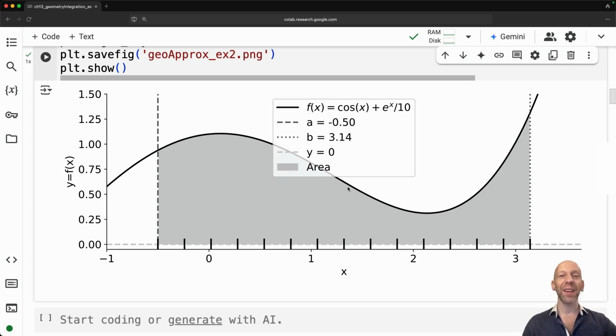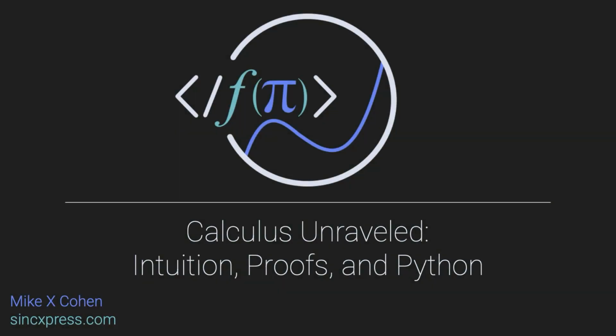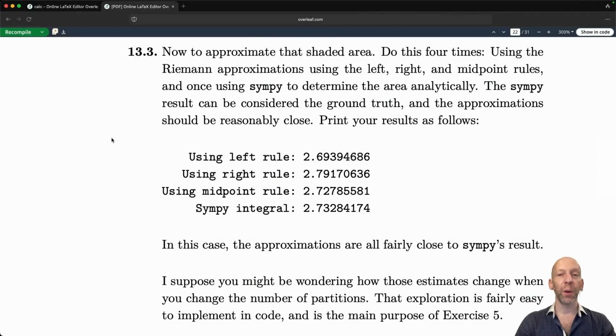That's coming up in the next exercise. Here in exercise 3, we are now going to approximate that shaded area that we drew in the previous exercise. We're going to do this 4 times. It's actually only 3 approximations. We're going to do Riemann approximations using the left rule, the right rule, and the midpoint rule.